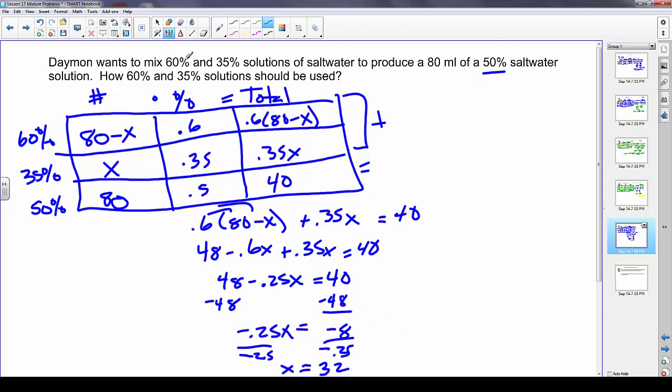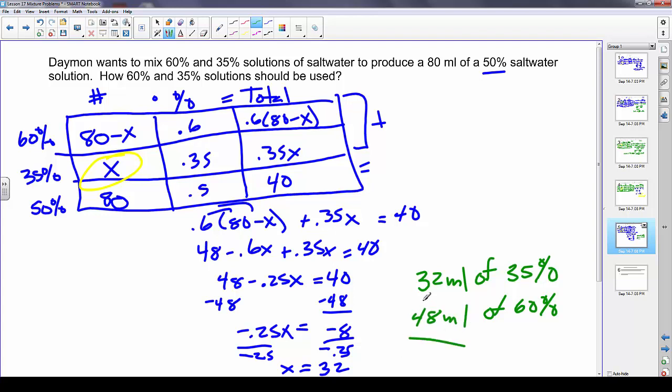And x, once again, corresponds to the 35% solution. So I have 32 milliliters of my 35%. And then I want to know how much of the 60% I used. So if I had 80 to begin with, then I had 48 milliliters of my 60% solution.